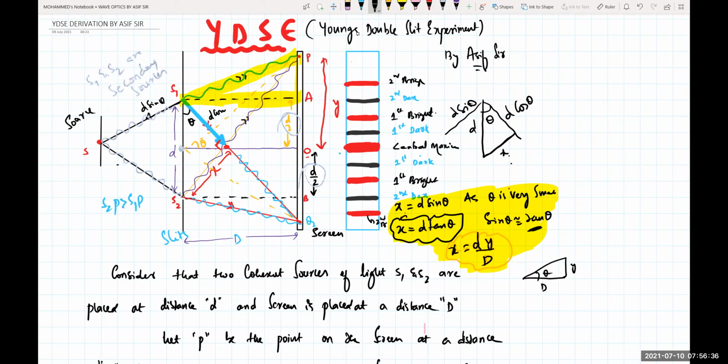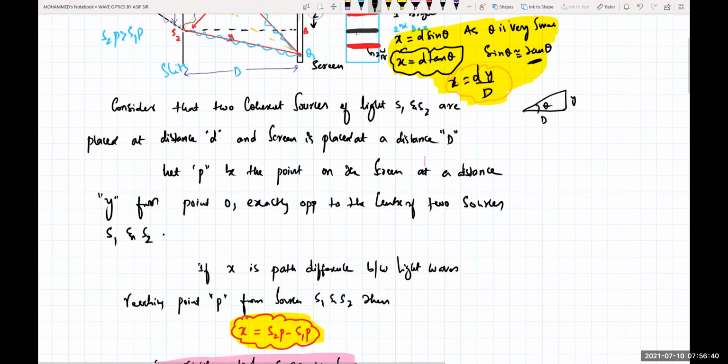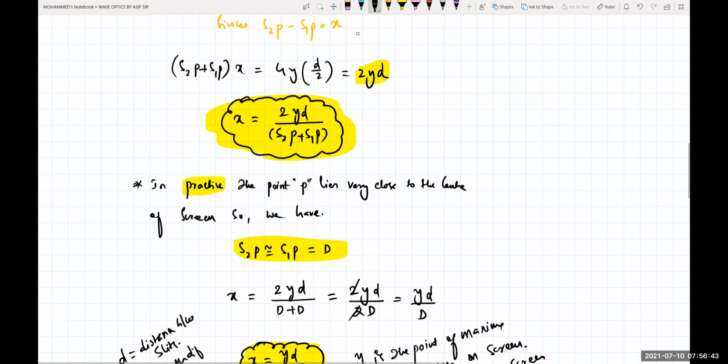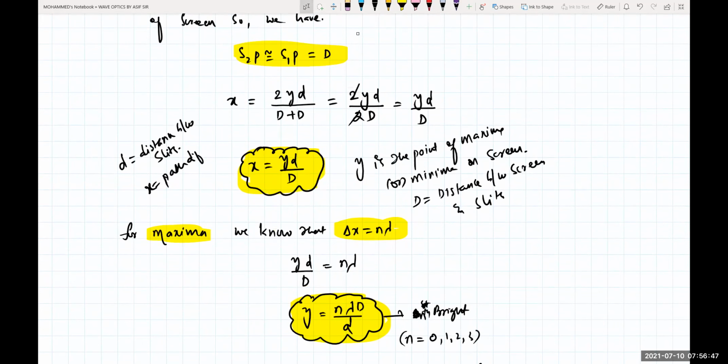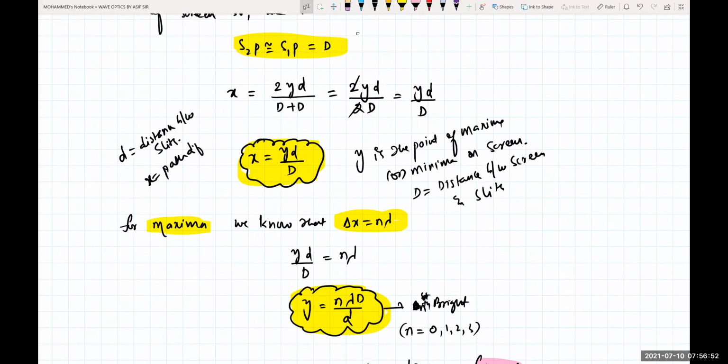So path difference can also be written in one single step. X is equal to d into Y by capital D. Clear? So the path difference formula is X is equal to Y into d by capital D, where Y is a point of either maxima or minima on your screen. For maxima, we know the path difference is n lambda. So Y into d by capital D is equal to n into lambda, so Y is equal to n into lambda into capital D by small d. This is for your nth bright point.